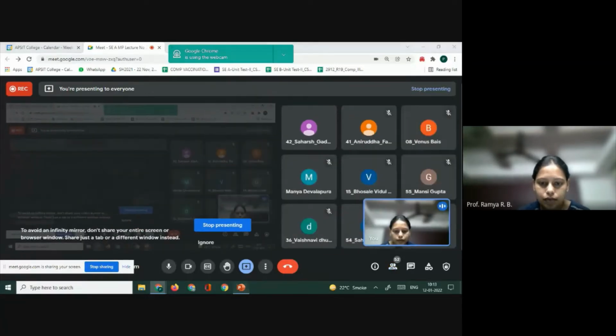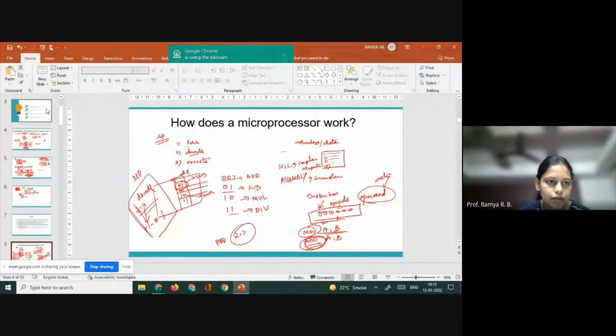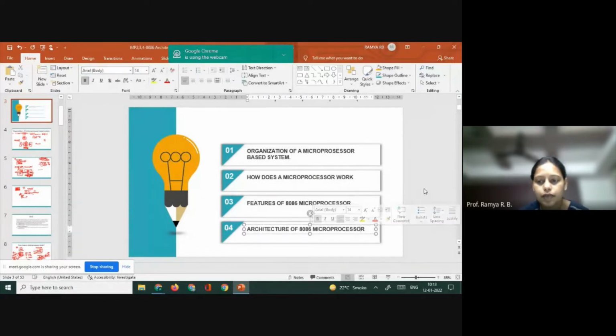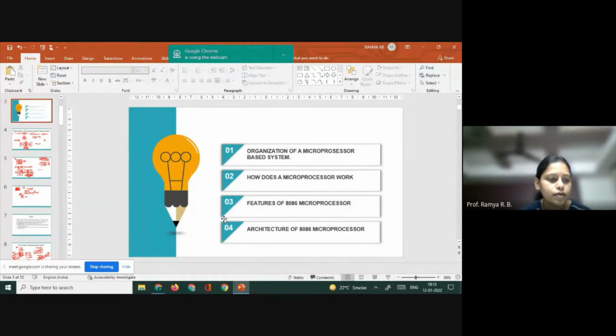Now we'll proceed with today's agenda, which is features of a 8086 microprocessor and then architecture of 8086 microprocessor. Okay, so these 2 points we'll be covering today.